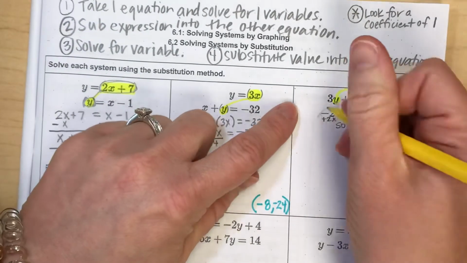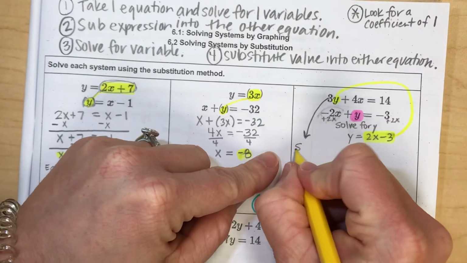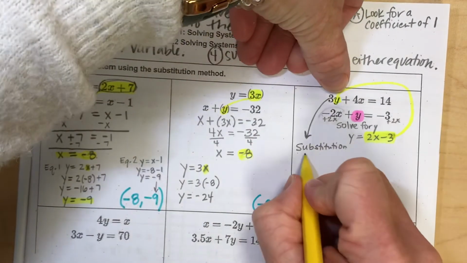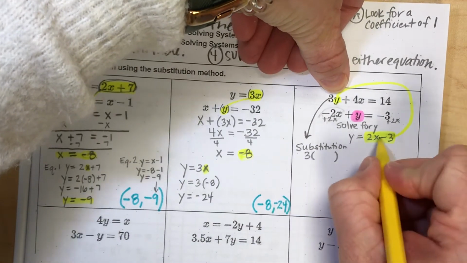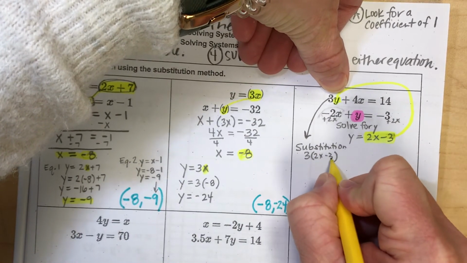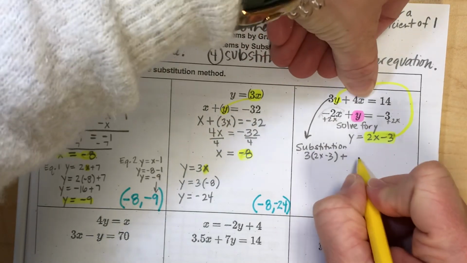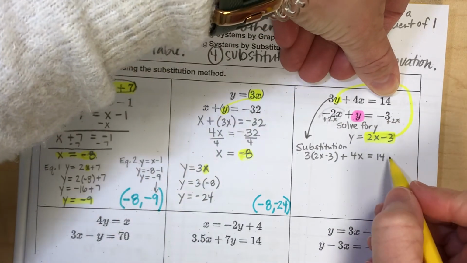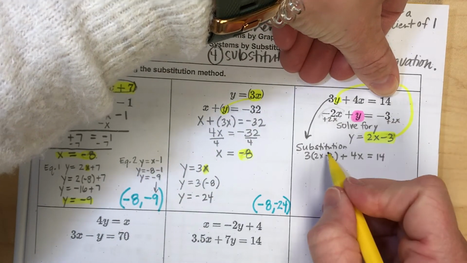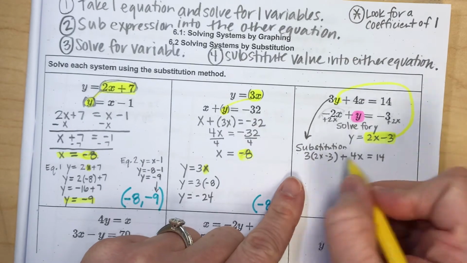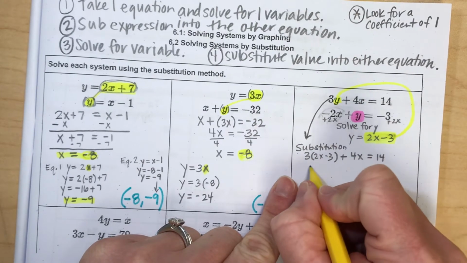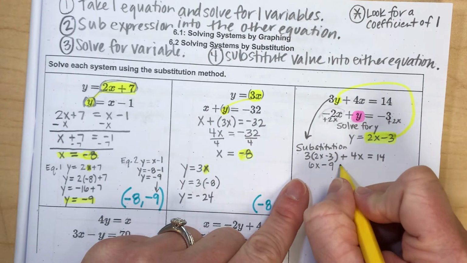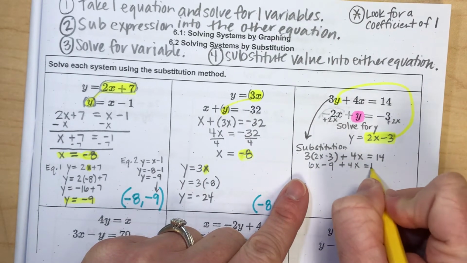So now, this top equation with my substitution will look like this. 3 times the y, which I'm going to put this stuff in here, 2x minus 3, plus 4x is equal to 14. So that's my first equation with my substitution here. Now let's solve for our x, because we got only x's now. 3 times 2 is 6x. 3 times negative 3 is minus 9. Plus 4x equal to 14.